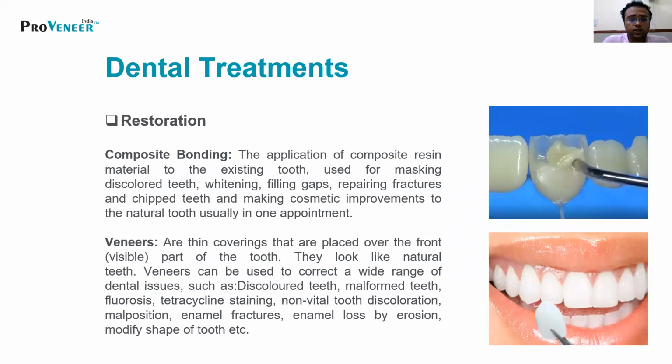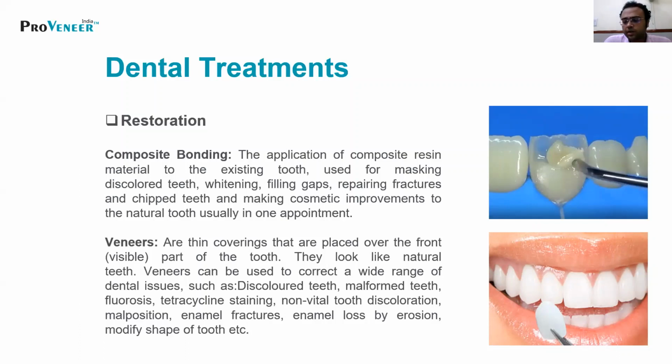Then come composites and veneers. Composites are materials which are placed on an existing tooth. They are used for doing veneers, for doing fillings, and for making cosmetic improvements. They usually take 1 to 2 appointments and can be used to correct a deformity. Then come dental veneers.